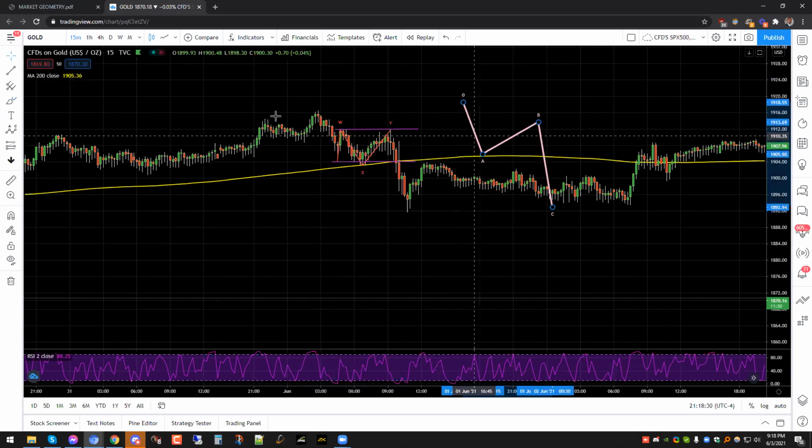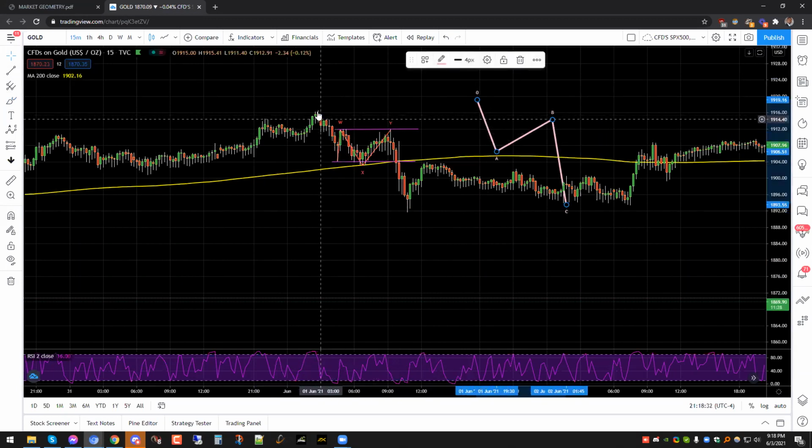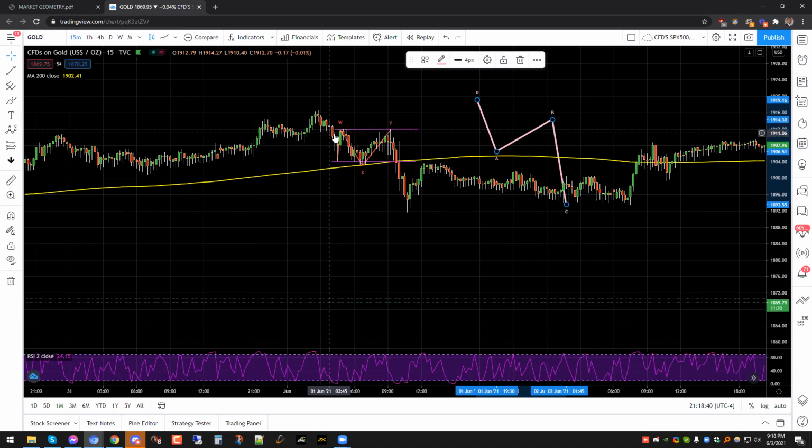Let me just move this out of the way. You can just look at this and see that it's corrective. You can see this is 1, 2, 3. This is 1, 2, 3 here. And this looks like 1, 2, 3, 4, 5. Okay, let's see, 1, 2, 3, 4, 5. No, this is 1, 2, 3, X, 1, 2, 3, right? So this is a double correction in this area here, right?